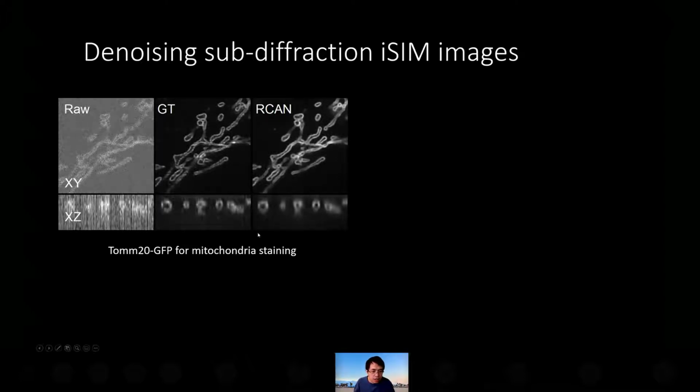And in the third column are the 3D RCAN denoised images, and we can see that the 3D RCAN denoised image provides very clear improvement compared to the raw data set in both XY view and XZ view.